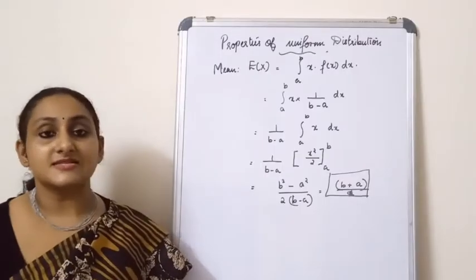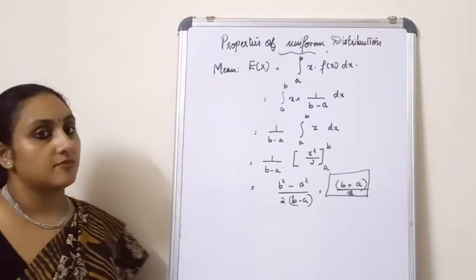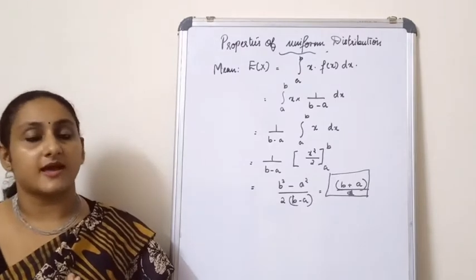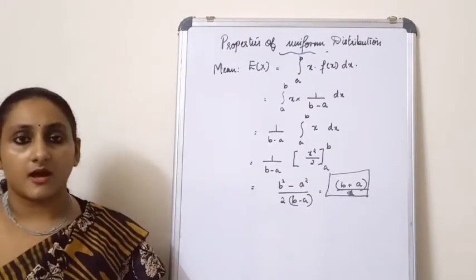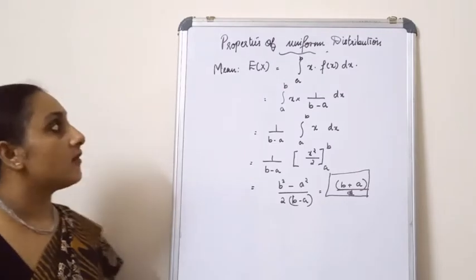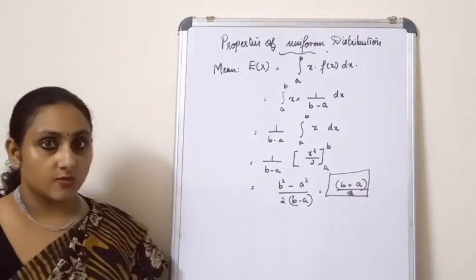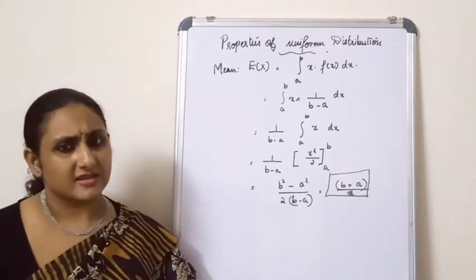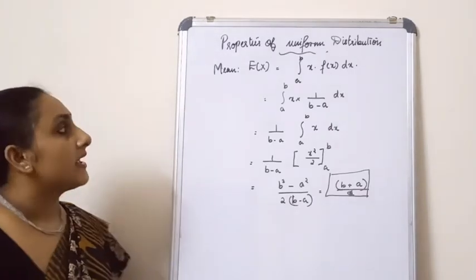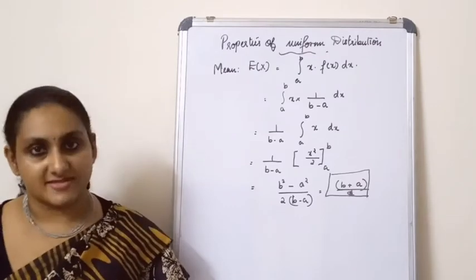Now let us consider the properties of a uniform distribution. The first property, as usual, is the mean. Expectation of x is how you represent the mean. What is expectation of x? It is equal to the integral from a to b, where a to b is the range, of x into f of x dx.